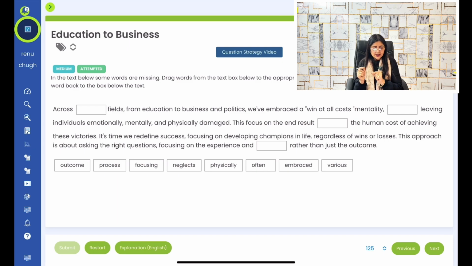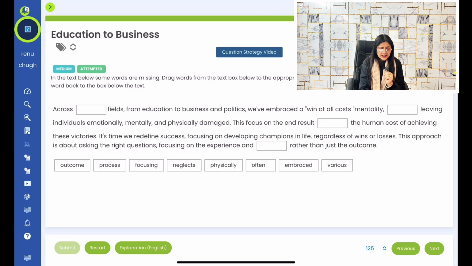Across dash fields. Across, where is an adjective? Across various fields. Okay, that is an adjective and suitable with the context also. Various fields. Okay, from this to this, means we are showing a range, we are showing a variety of that.